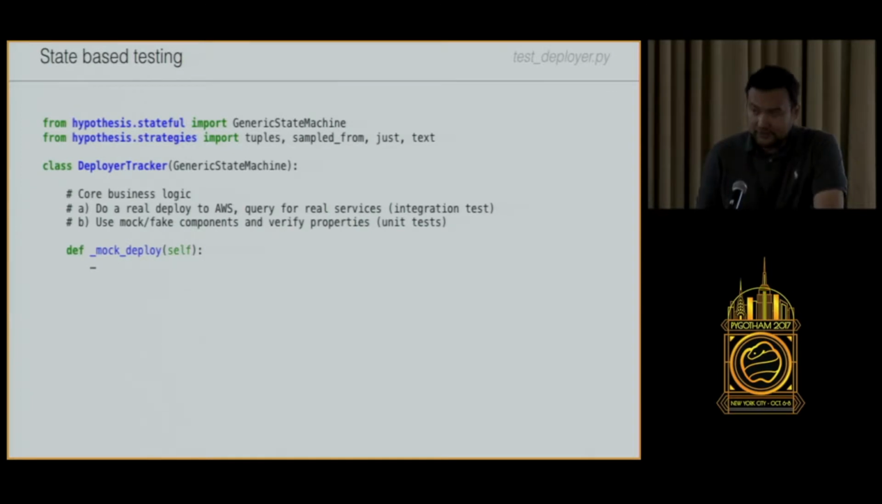I won't show you this code. It's fairly involved, but at this point you have two options if you're doing this on your own. You can either do a real deploy, so actually deploy your app to whatever it is you're deploying to, if it's AWS or your own servers, do the deploy and then actually query the state to make sure that it meets whatever your properties are. Or you can even just use mock or fake components and verify properties about that. And if any of you were at the previous talk, you are all now experts in that. So it really is up to you, but the nice thing is this approach works for either of these cases, whether you're doing an integration test or you want to just use a unit test here.